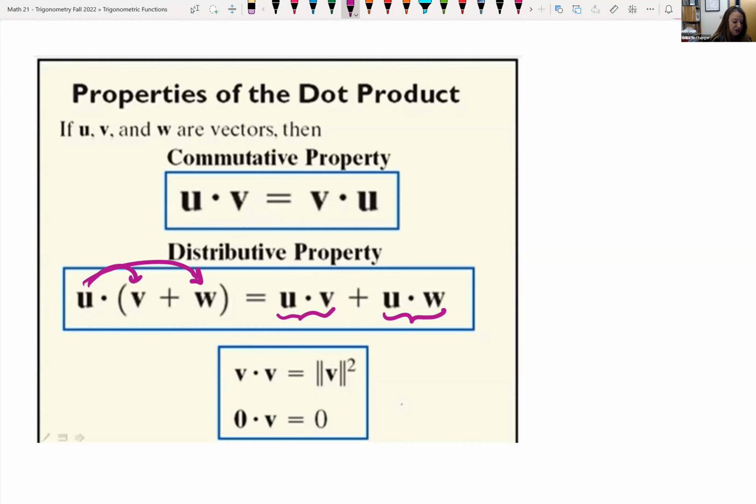What I just showed is right here. If I look at vector v dot vector v, this is equal to the magnitude quantity squared. We talked about the zero vector. The zero vector doesn't have any direction. It doesn't have any magnitude. If I take the zero vector and multiply it by any vector, I get back a scalar zero.